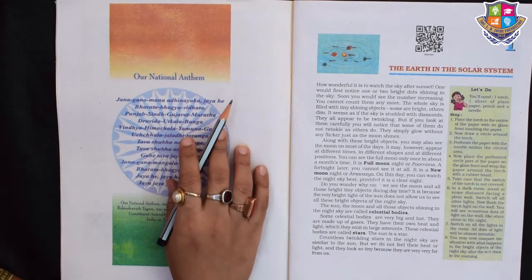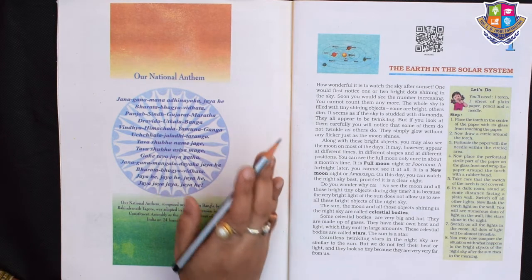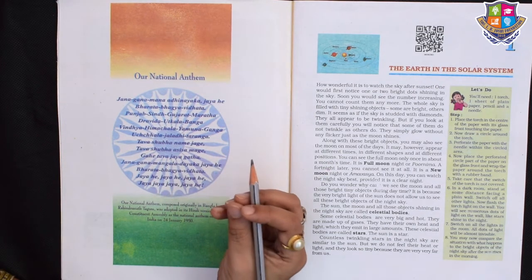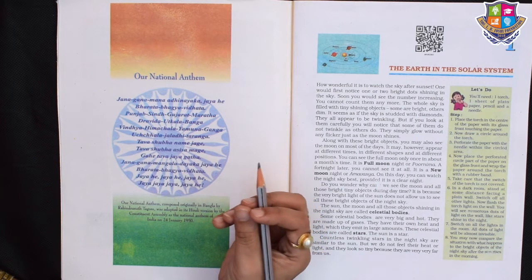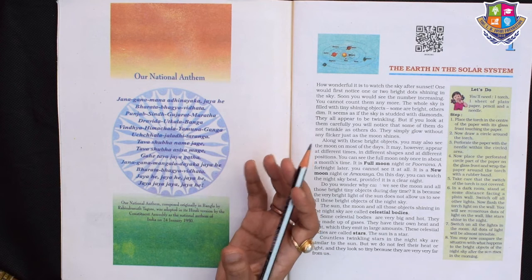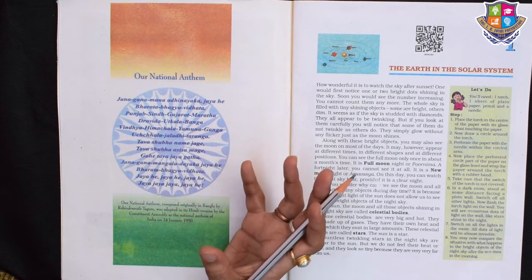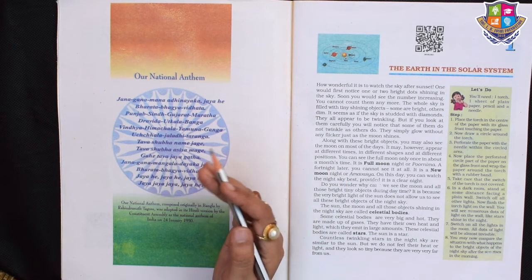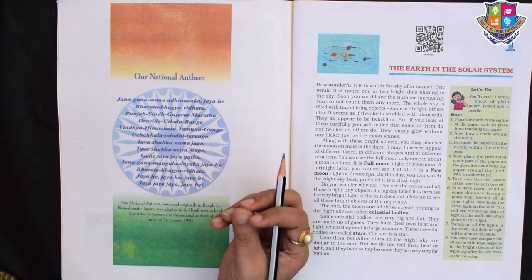So when we look at the sky during the daytime, it shines very brightly. Then later on, when the night appears, we can see small dots shining in the sky. Then when it becomes darker and darker, the number of dots keeps on increasing. So what are those? Those are stars which twinkle in the sky.